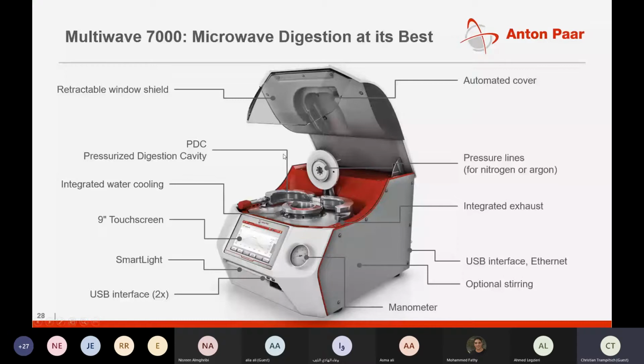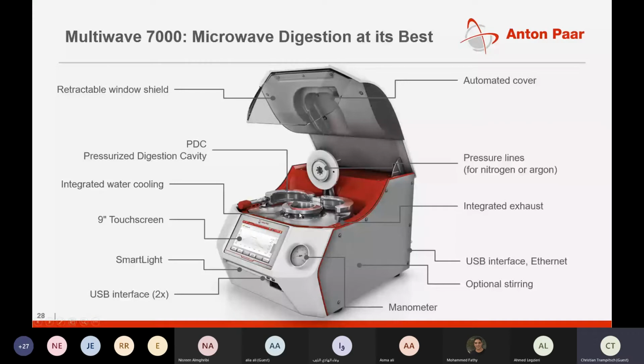We have a touch screen again to control the instrument and to see what's going on. Also, this instrument has a smart light with the same function telling you, hey, everything is fine. Hey, I'm finished, come open and take out the samples. Or again, when it's red, hey, something happened, please have a closer look. We have USB connection, Ethernet connection. This instrument also provides an optional stirring module, so you can stir during your digestions if you want to do that. And it also has a real analog manometer, just in case that you have a power failure and the instrument is closed, so that you know whether the instrument is under pressure or not.